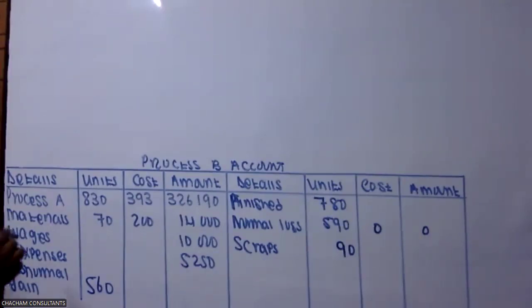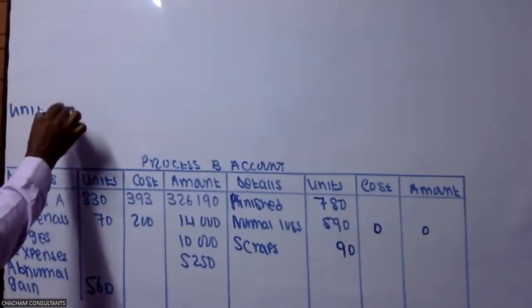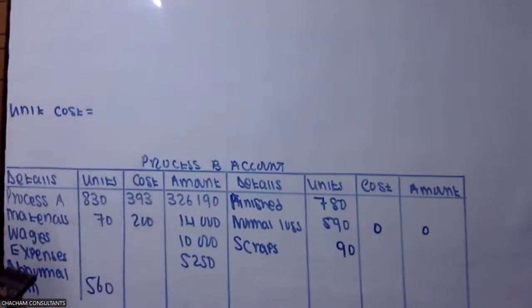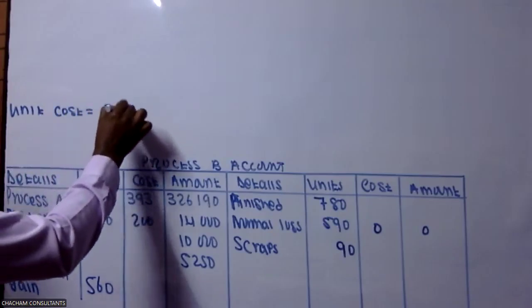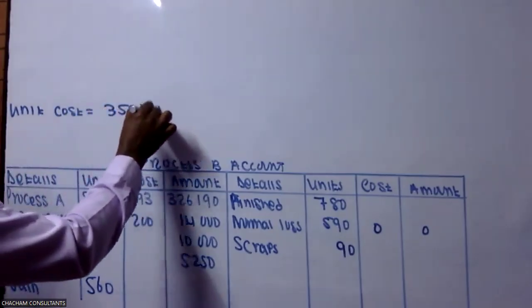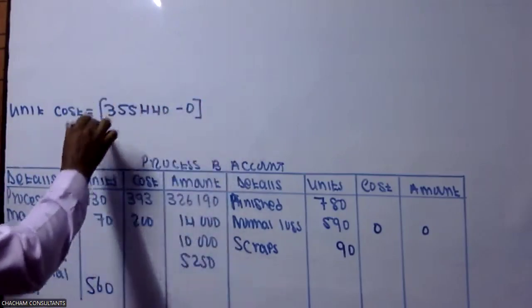So now the unit cost, you add this one, 326, 190 plus 14,000 plus 15,250. I'm getting 355,040. 55. Yes. Minus 90. Yes.